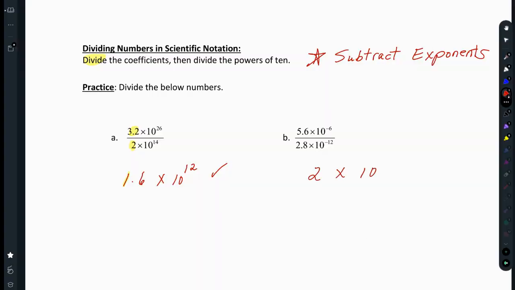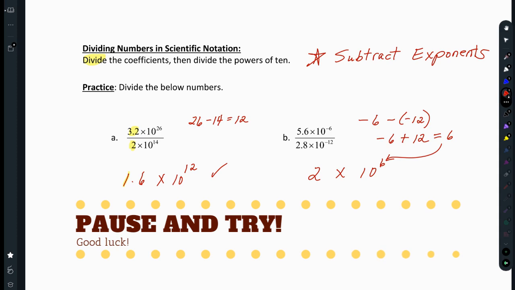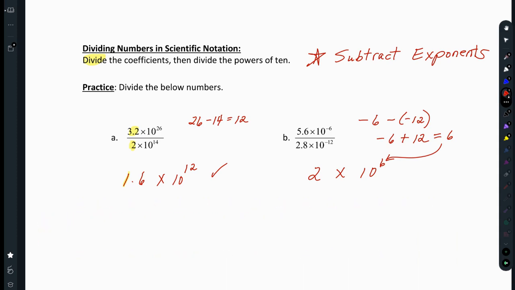Now this one, be careful because we're subtracting, but we have a lot of negative exponents. Over here we did 26 minus 14. That was pretty easy. But this time we have negative 6 minus a negative 12. And you just want to be mindful when you're subtracting a negative, it's the same as adding. So that becomes negative 6 plus 12, which is 6. So our exponent is going to be 6. All right. Go ahead and try C and D. Pause the video. Come back when you're ready.